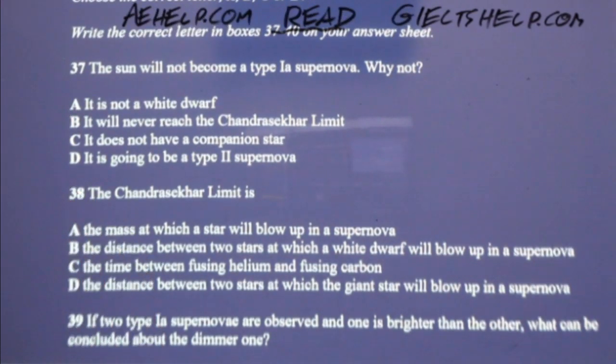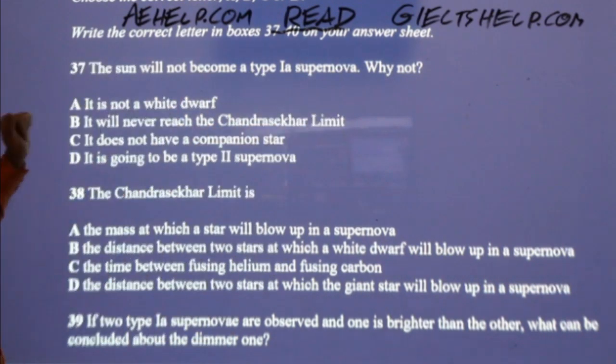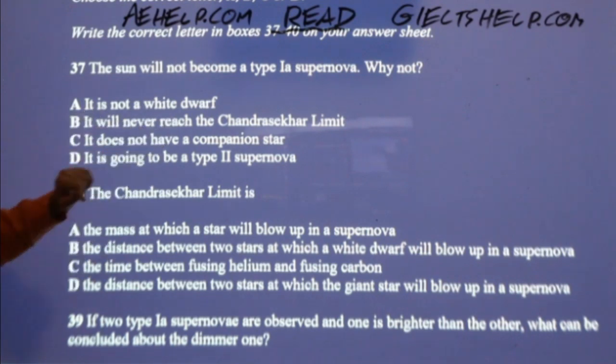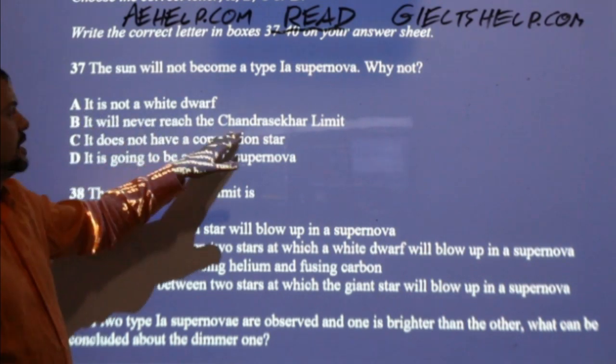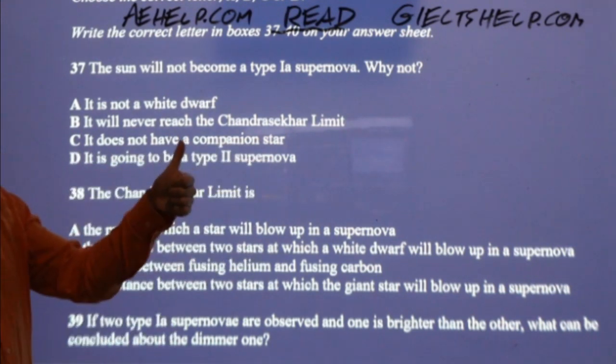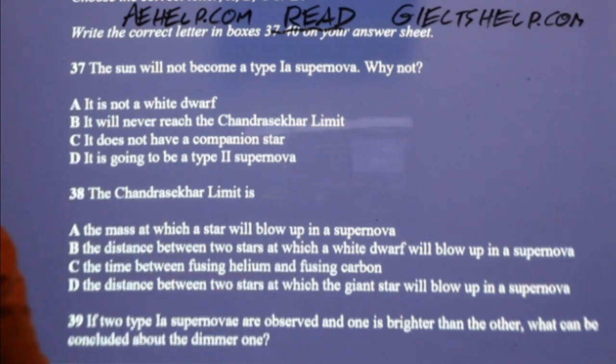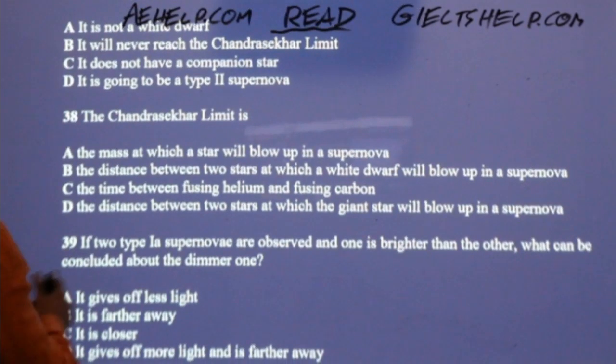Where's my friend? The sun will not become a type 1a supernova. Why not? Because it has no companion star. It's not a white dwarf. It will never reach the Chandrasekhar limit. It does not have a companion star. That looks pretty good. All right, let's do it. Let's pick C. That matches my answer exactly.